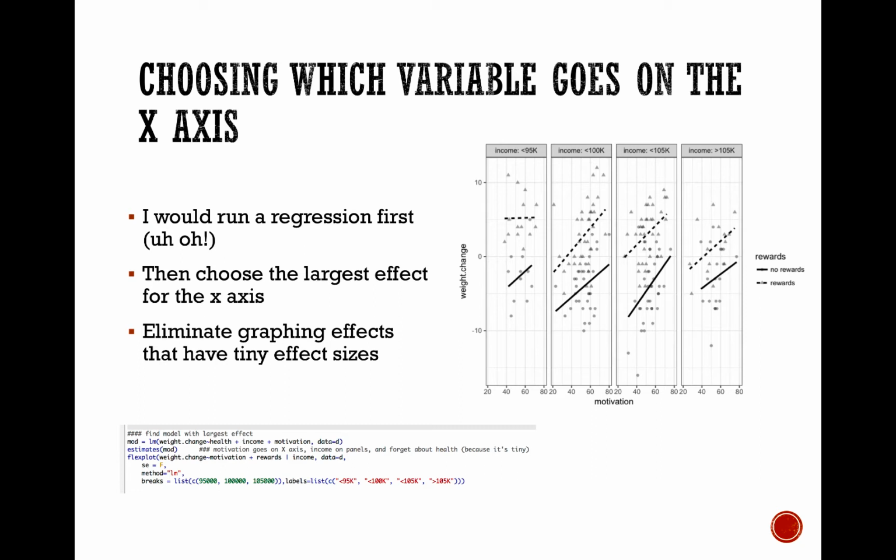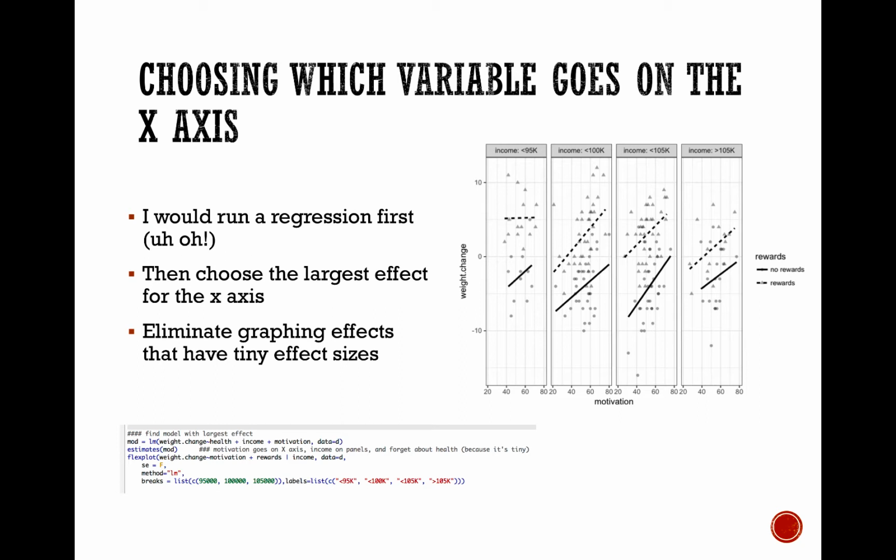Well, one thing that I've done is run a regression model first. And I'm totally violating my own 8 steps of data analysis by running the regression first. But there's a reason for this. What I'm not doing is I'm not looking at the p-values and I'm not looking at the effect sizes necessarily, but I kind of sort of am. Because what I want to do is I want to find which of those variables has the largest effect. And then that's what I'm going to put on the x-axis. Does that make sense?